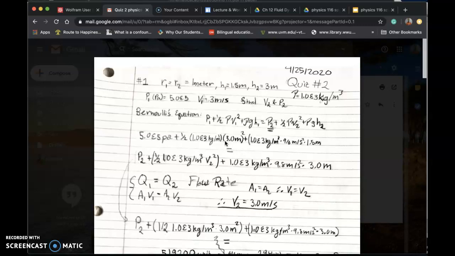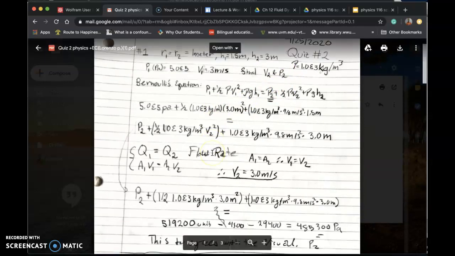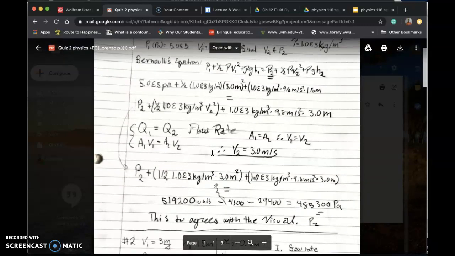In order to do this, we have to calculate the flow rate. The flow rate Q1 equals Q2, so the area of 1, which is the radius squared times pi, times the velocity of the left pipe, is equal to the area of the right pipe times the velocity of the right pipe. And since we know that the radius does not change from left to right, both velocities have to be the same. Thus, velocity 2 is 3 meters per second. Now, we apply this back to Bernoulli's equation.